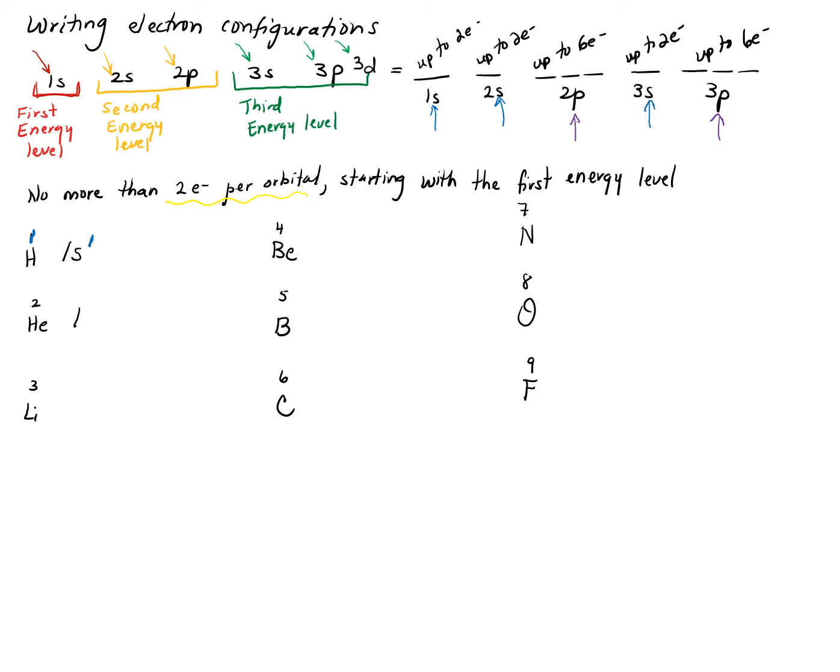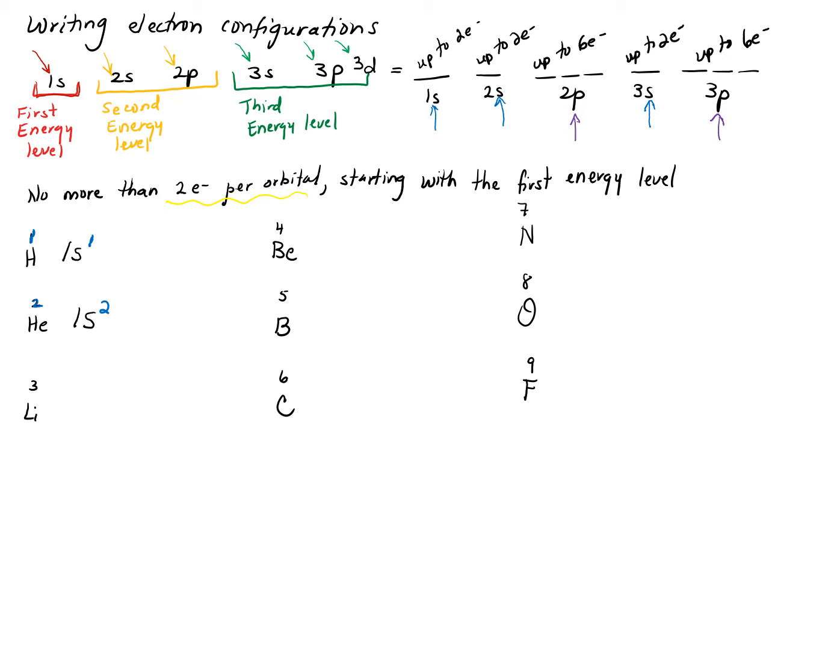In the first energy level, we have an s orbital. Now for helium, we have 2 electrons. So we need to actually accommodate 2 electrons in the orbital. In your s orbital, you can have up to 2 electrons. So for helium, we're going to have 1s2.